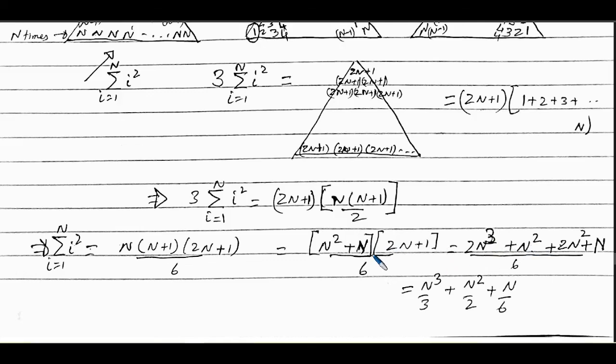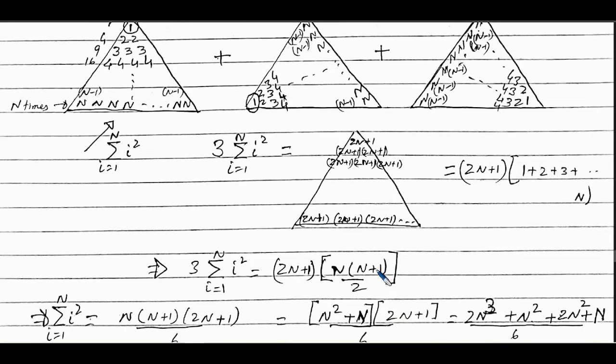And then n square times 1 is n square, then n times 2n is 2n square plus n. So similarly, this is 6, so 2n cube by this, n square. How many n square? 3n square. So 3n square by 6 is half, plus n by 6. Okay, so this is the formula which we have used to derive the cone.